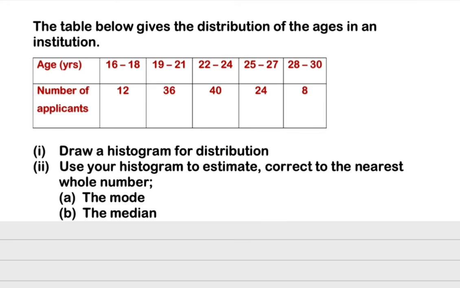I am going to be solving a question under statistics, and we have been asked to draw a histogram for the distribution. You can see the table on the screen. Now, after we do that, we are going to find the mode and the median. Okay, the median, very important. So I'm going to show you how to find the mode and the median. So let's start with the table.